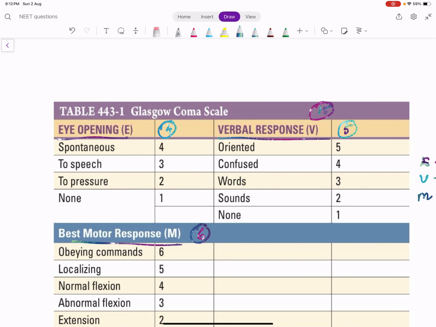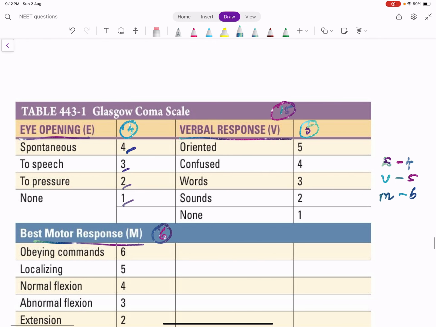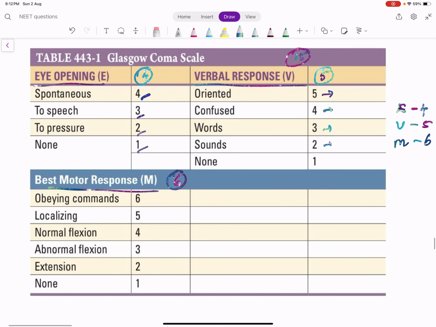So eye opening, when it is spontaneous, is 4. Eye opening to speech is 3. Eye opening to stimulation is 2. No eye opening is 1. Verbal response, completely oriented speech is 5. Confused speech is 4. They speak only words is 3. Only sounds is 2. No response is 1.